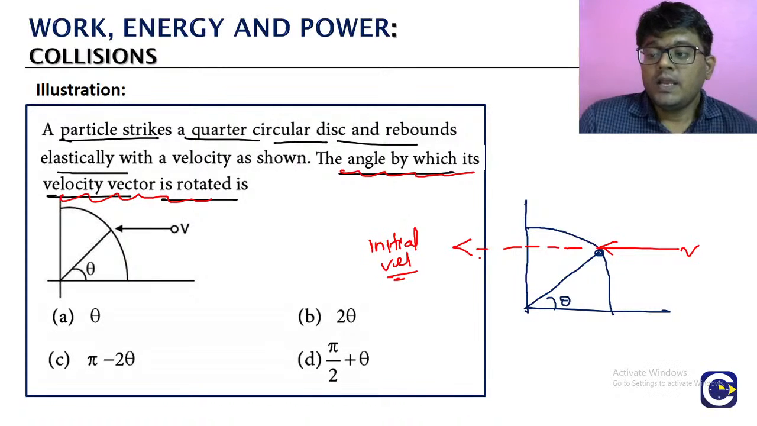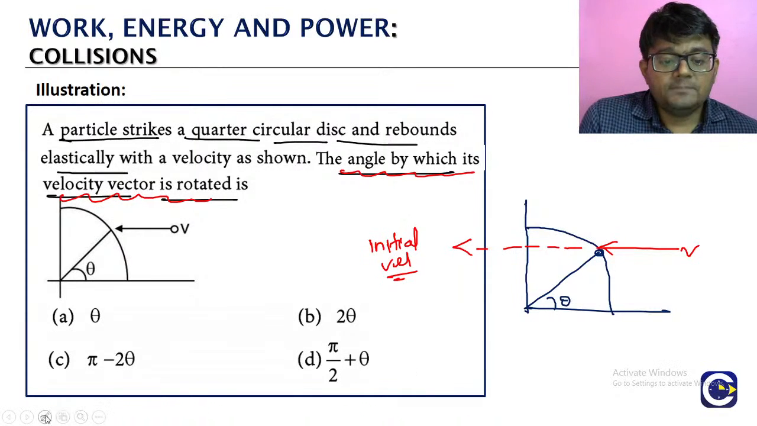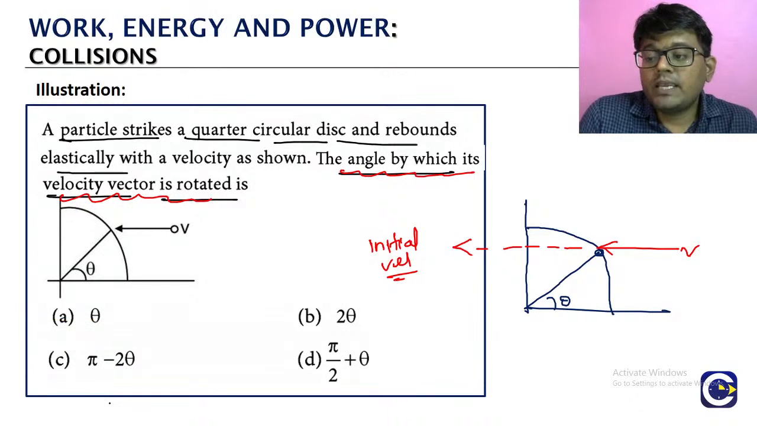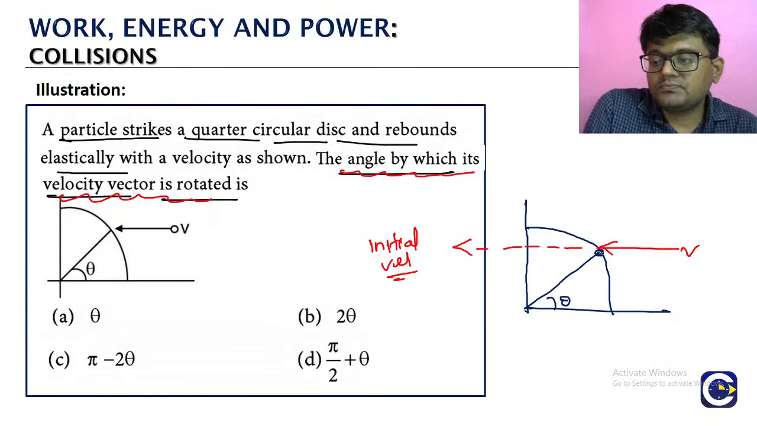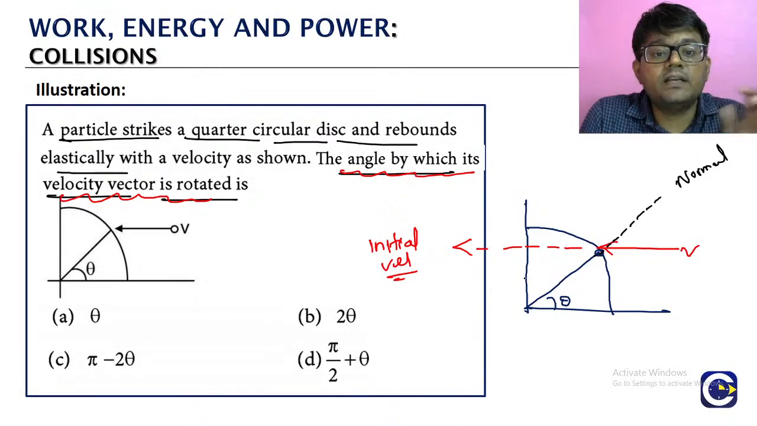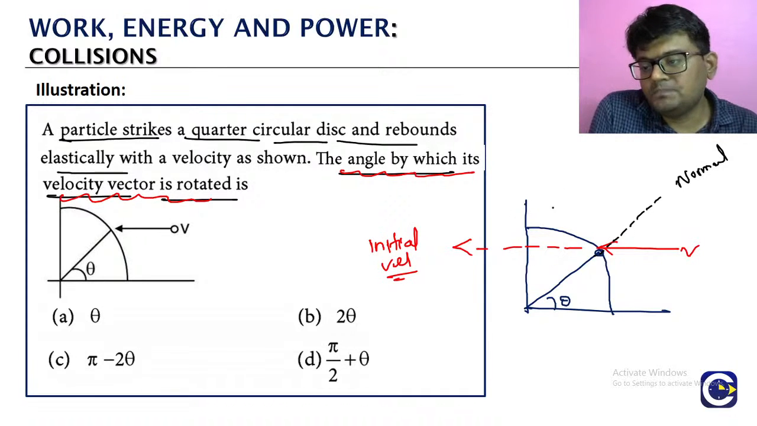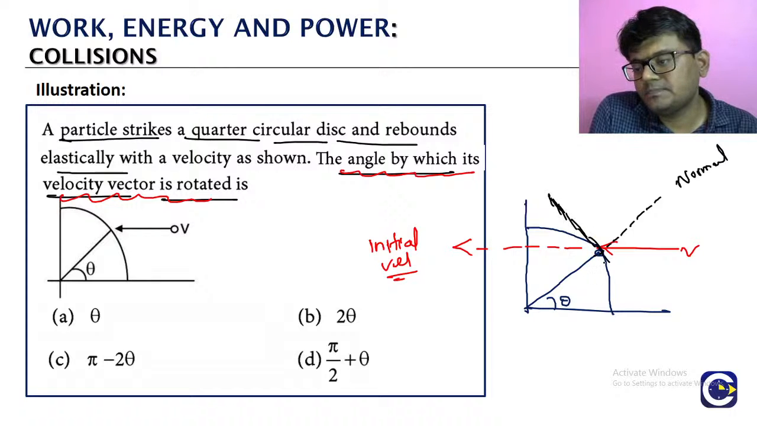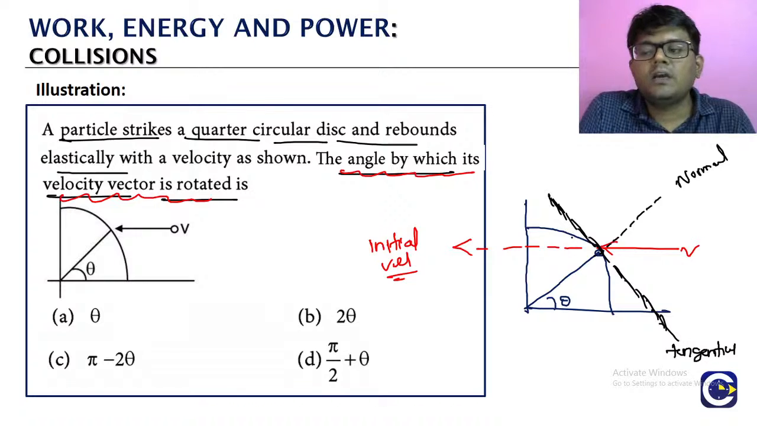Now at the point of contact, we can draw the normal. This is the normal. Now remember, what did we say in the case of the elastic, oblique collision? The velocity along the contact surface, we'll see here. This is the contact surface, tangential. The initial velocity, we can take the components.